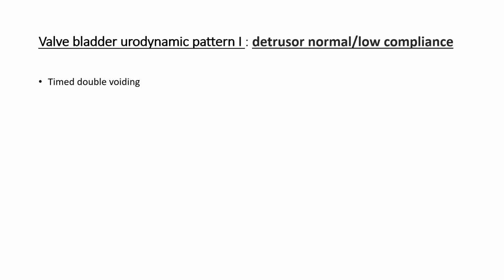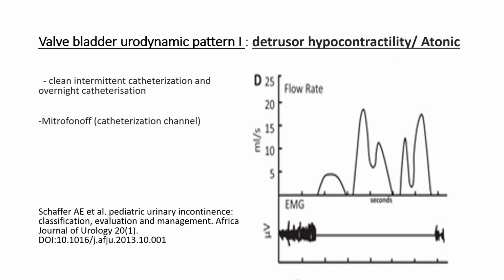The other pattern that we mentioned are patients that may have normal detrusor contractility but with low compliance. One could try timed voiding, for example. Then for atonic bladder, clean intermittent catheterization and overnight catheterization, and other methods, such as surgical methods of urinary diversion.